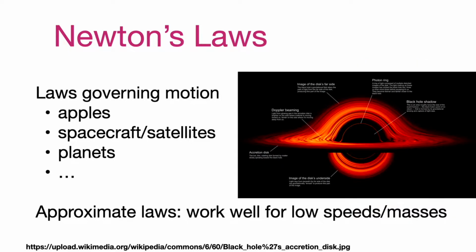Now, before proceeding to describe these laws in detail, I want to remark that these laws are approximate laws, and they work well for low speeds and masses. It turns out that for high precision tracking of spacecraft, it is actually important to take into account relativistic corrections. That is, corrections due to both special and general theory of relativity. And the same is true for the planets.